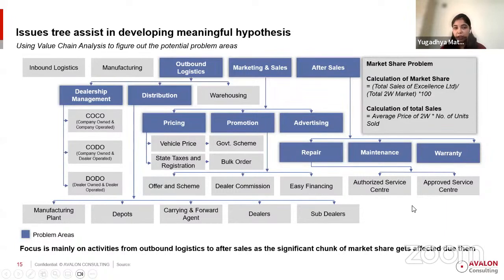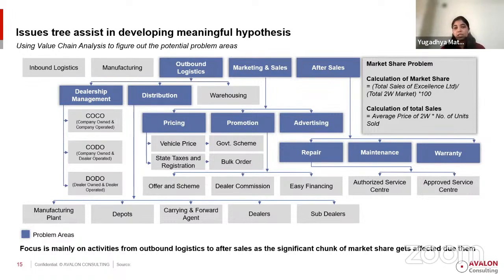We used the framework of value chain, and we identified three components of the value chain here, from outbound logistics, marketing and sales, and after sales, which could essentially affect the market share significantly. And after identifying these three components, we delved deeper into it. So for example, if you look at marketing and sales, there are essentially three nodes to it: pricing, promotion, and advertisement. And then further down, breaking it down into multiple components.